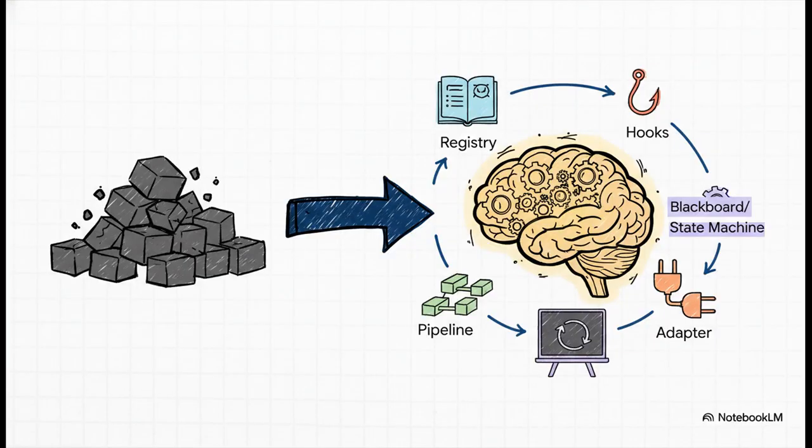So let's put it all together. The registry decouples your tools. The pipeline structures your data flow. The adapter standardizes your LLM calls. Hooks give you non-invasive monitoring. And finally, the blackboard and state machine combine them into an intelligent, resilient agent that is actually capable of learning from its own mistakes in real time. This is how you go from a fragile demo to real, scalable AI software.